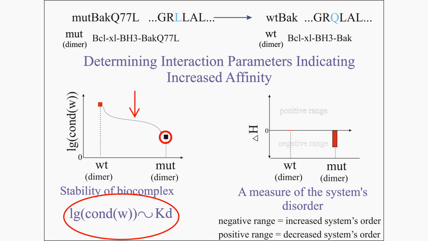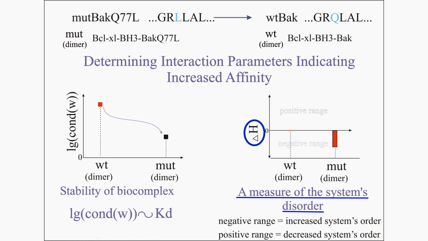The second parameter is a measure of changes in differential entropy. When the system transitions to a more ordered state, the magnitude of these changes should be in the range of negative values.